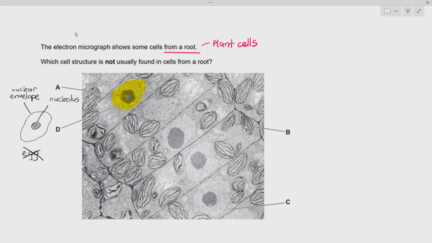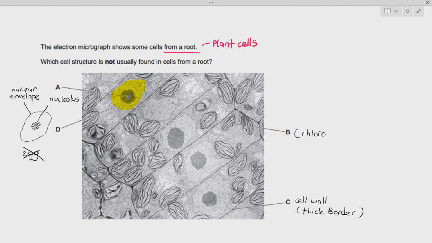It's not a cell surface membrane. The reason why is because it's quite thick. It's very distinct, a thick black line over there, very clearly seen. Cell membranes can be quite difficult to see even under an electron microscope, yeah? So it has a thick border.